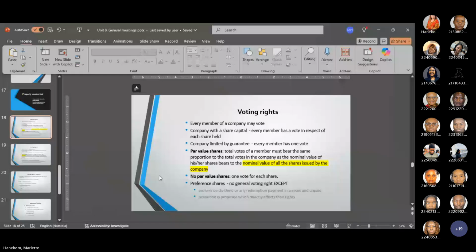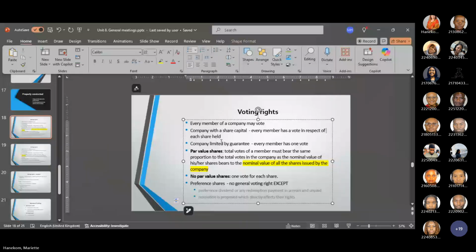We've learned with regard to this aspect, every member has a vote in respect of each share held. The Companies Act then proceeds to state that the total votes of a member must bear the same proportion to the total votes in the company as the nominal value of his or her shares bears to the nominal value of all the shares issued by the company.